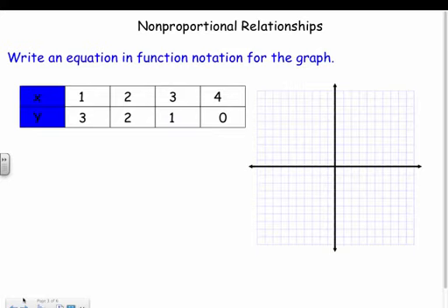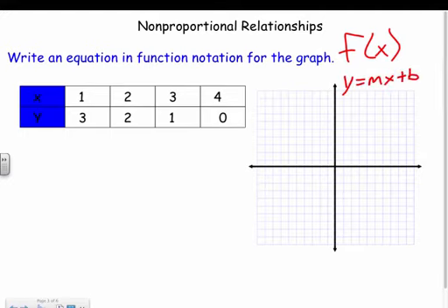It goes to the origin. Let's deal with the non-proportional and see what this looks like. See if we can come up with an equation. Write an equation in function notation. Well, function notation just means I'm replacing f of x in for y, if you remember doing that. So instead of using y equals mx plus b, I'm going to say f of x equals mx plus b if I write my equation of a line for this graph. So let's go ahead and graph these. So (1, 3), (2, 2), (3, 1), (4, 0). I'm going to graph that in.